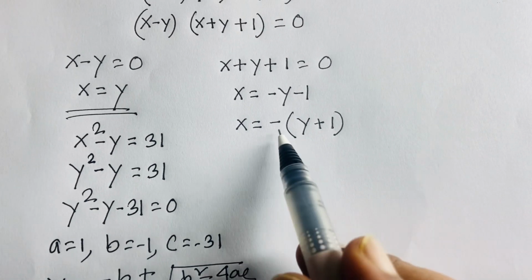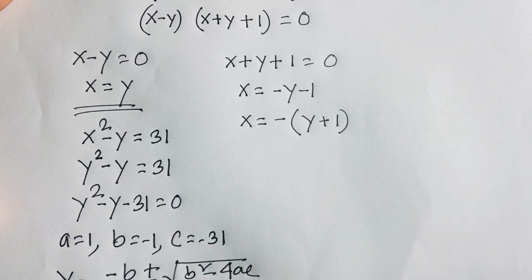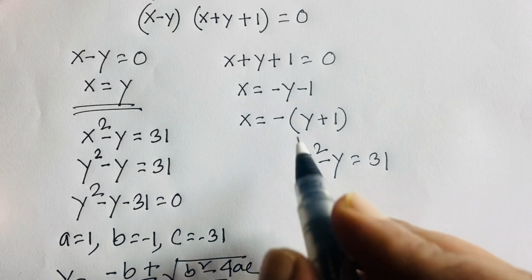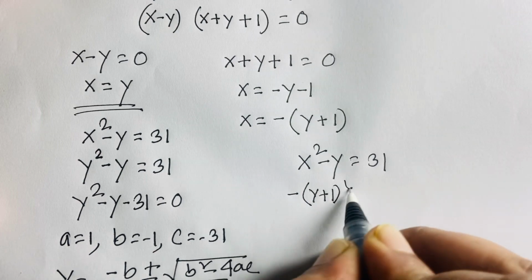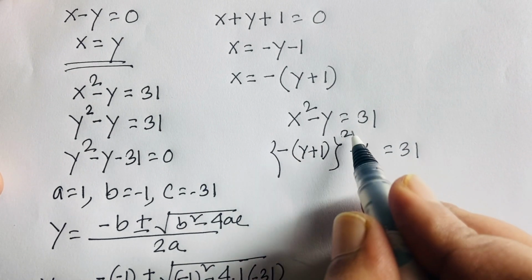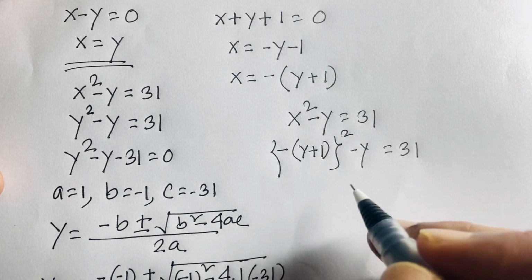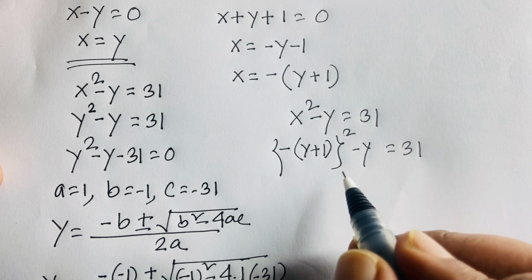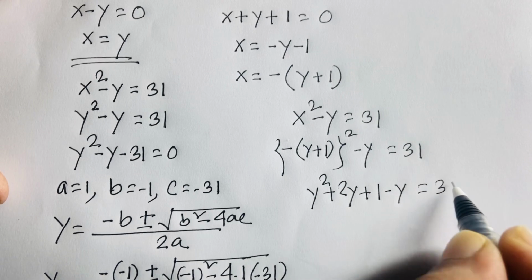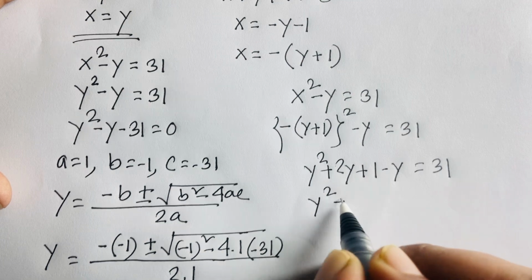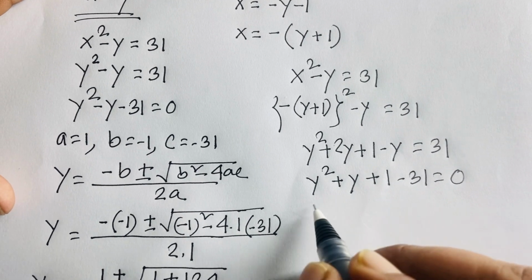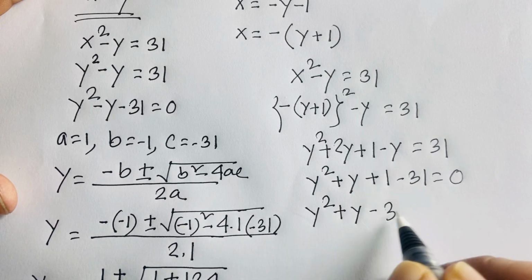But in the other case, x is equal to minus (y plus 1). So we'll find out. Our first equation is x square minus y is equal to 31, and remember that x is equal to minus (y plus 1), whole square, minus y is equal to 31. Then I can see easily that minus and whole square will be positive, because of the even power, and we know that (a plus b) whole square is a square plus 2ab plus b square. According to this rule, it will be y square plus 2y plus 1 minus y is equal to 31. Then this equation becomes y square plus y, since 2y minus y is y, plus 1 minus 31 is equal to 0. Then y square plus y minus 30 is equal to 0.